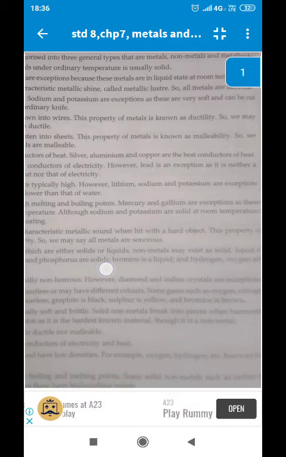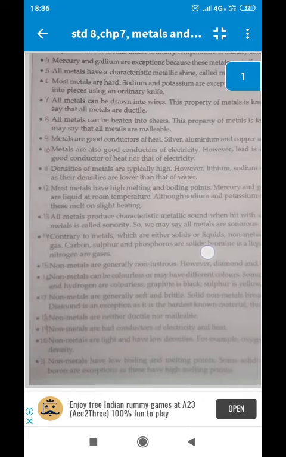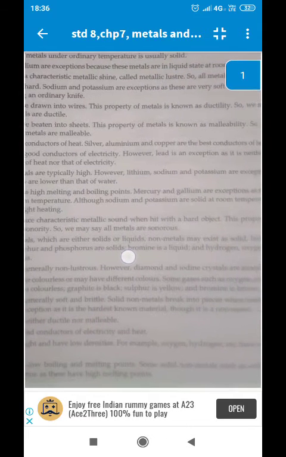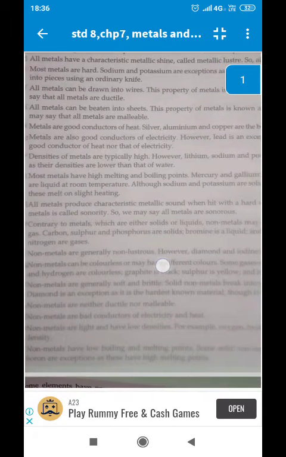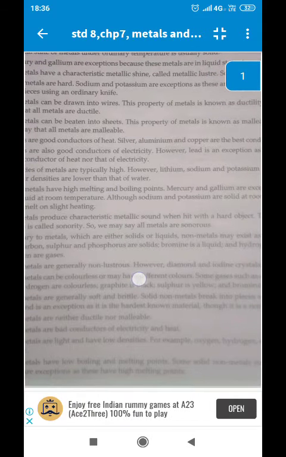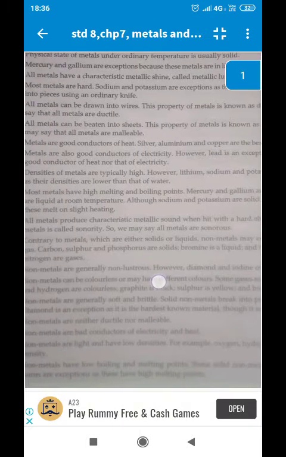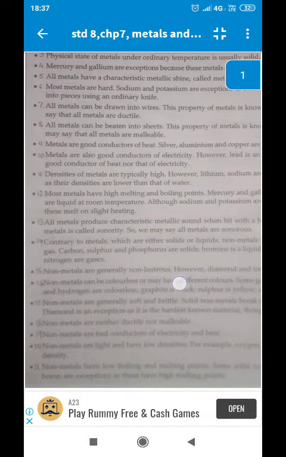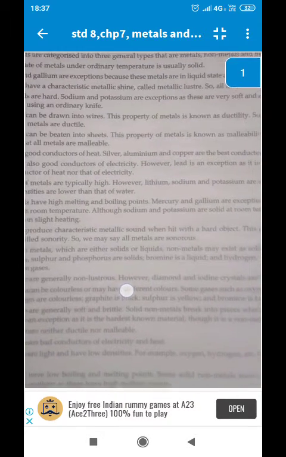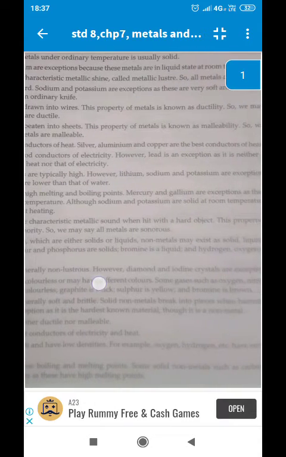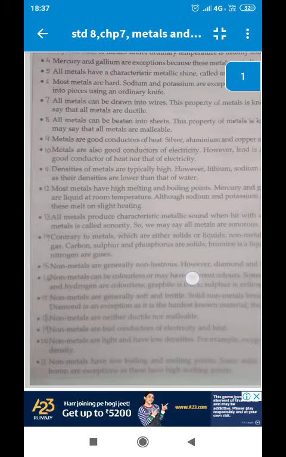Silver, aluminum, and copper are the best conductors of heat. Metals are also good conductors of electricity. However, lead is an exception as it is neither a good conductor of heat nor of electricity. Here, good conductor of heat implies heat can be transferred through the substance. All metals transfer heat from one point to another, whereas non-metals do not transfer heat from one place to another. The one exception is lead, which is neither a good conductor of heat nor of electricity.